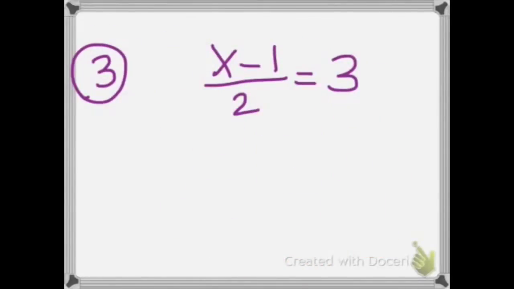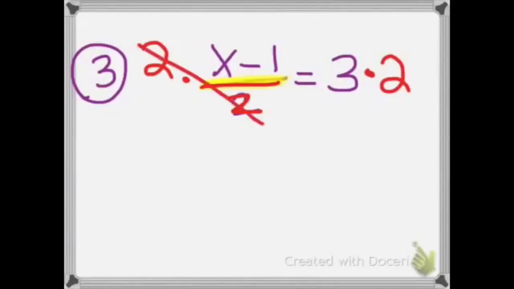The third problem corresponds to example 3. On example 3, we looked at step 2, which says get rid of the large fraction. See that large fraction there? We're going to get rid of that by multiplication. So since it said divide by 2, we are going to multiply both sides of the equation by 2. Because 2 divided by 2 is 1. 3 times 2 is 6.